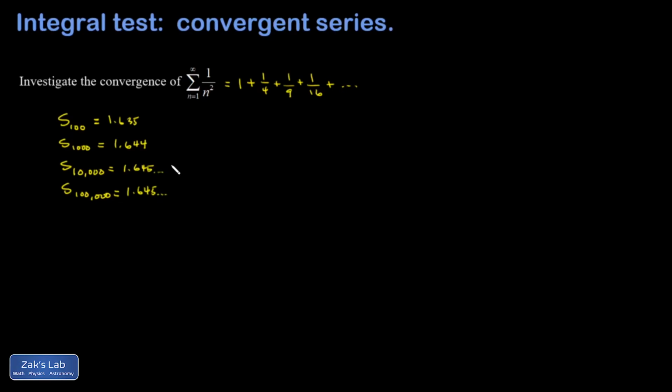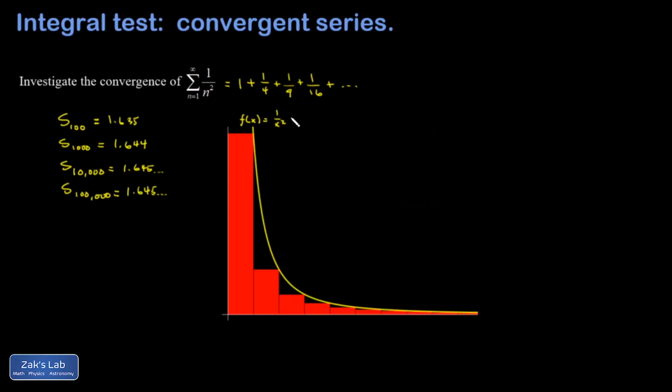But to actually prove it, I'm going to have to bring in a picture of the continuous function f of x equals 1 over x squared. You can see that as the yellow curve in the picture. And then there are these rectangles. What are those about? Well, the height of the first one is f of 1, which is the first number in our sequence. The height of the second one is f of 2, which is 1/4, and so on.